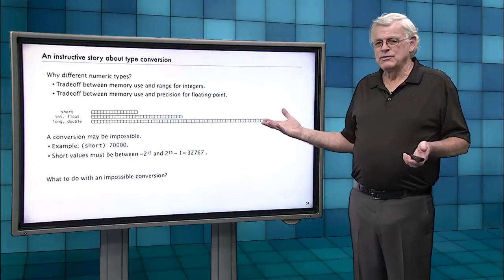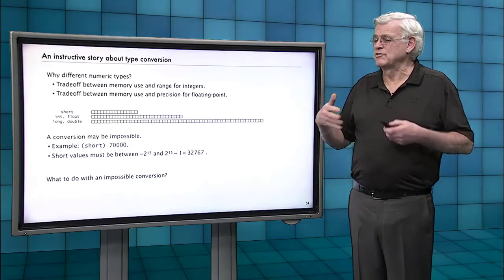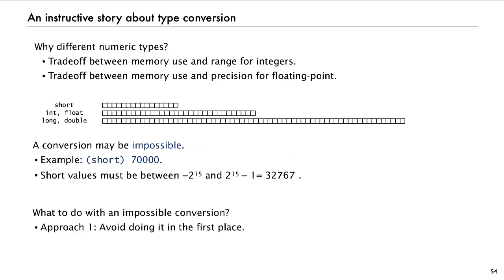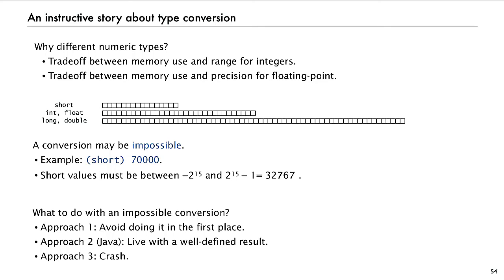Well, what do you do if there's an impossible conversion? Or what does the system do if there's an impossible conversion? Well, there's a couple of approaches you could use. The one that we advocate the most is make sure that you avoid doing it in the first place. If you write that cast, make sure that you know that the thing's in the right range. Java's approach is to say, okay, there's going to be a well-defined result, and you're going to have to live with it. And you can check and so forth, but anyway, that's Java's approach.